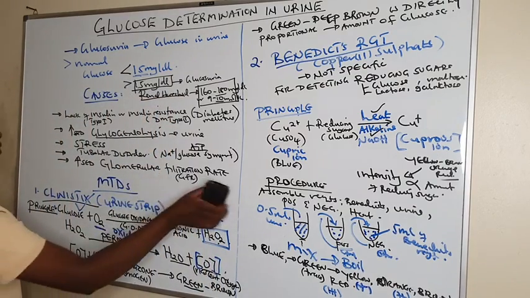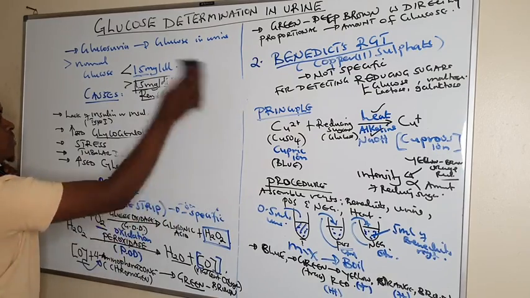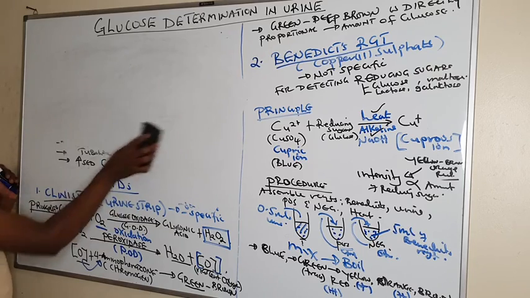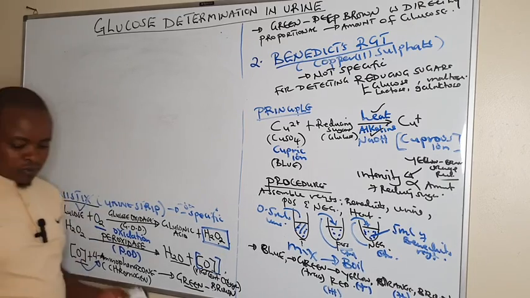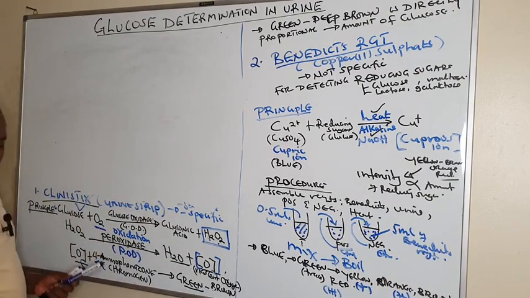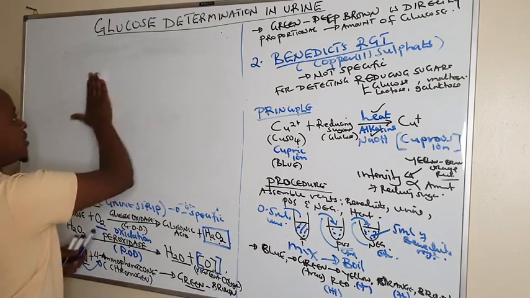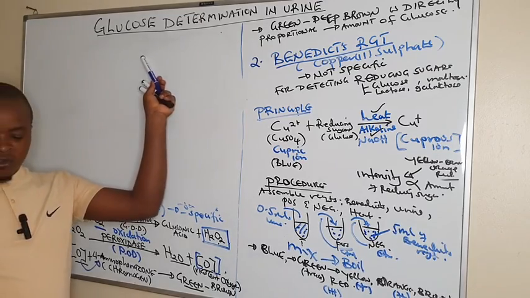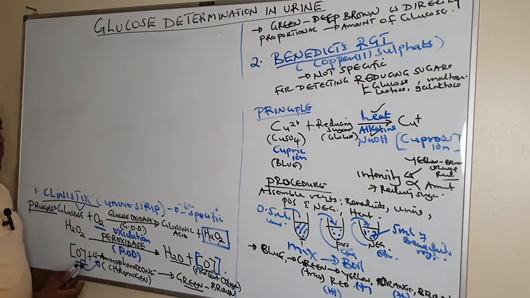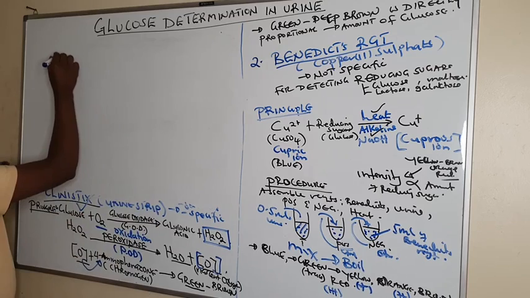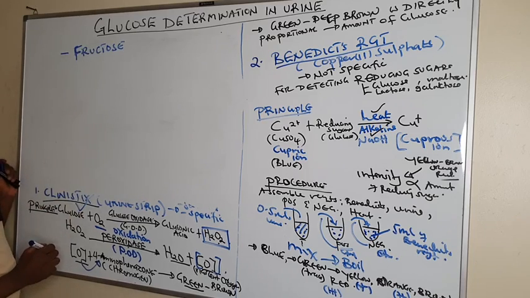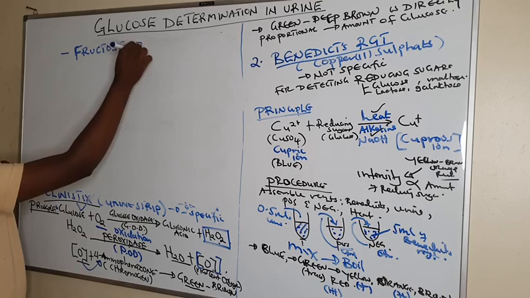Then lastly, the methods we're going to look at are not most commonly used, but we need to know about them also. The methods we have used are for determining only glucose, but we can also determine other reducing sugars and other substances in urine. For example, we can determine fructose in urine. The presence of fructose in urine is called fructosuria.